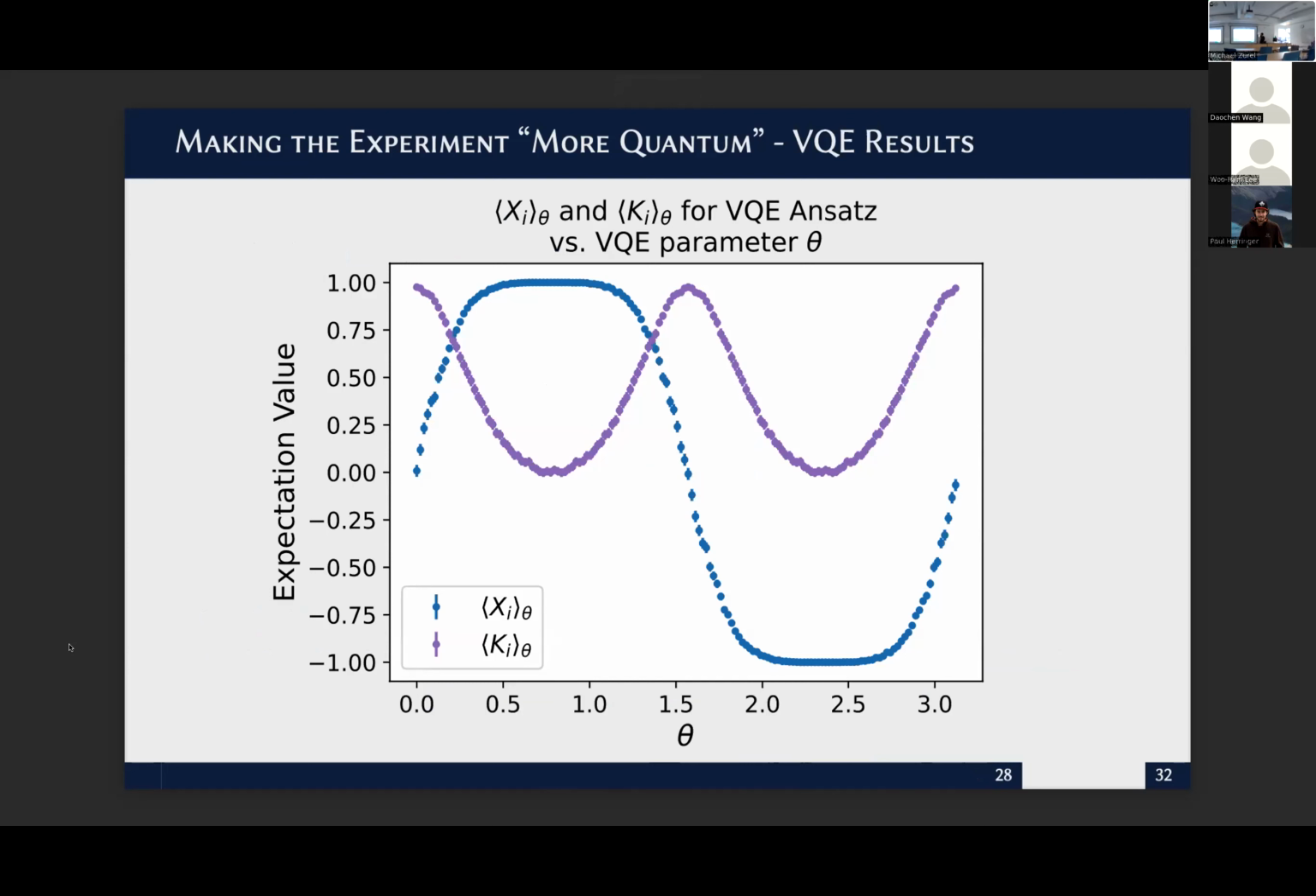So what are the results of actually running these circuits? These are the results for the local magnetic field and stabilizers when I've executed the simplified circuits for the VQE.